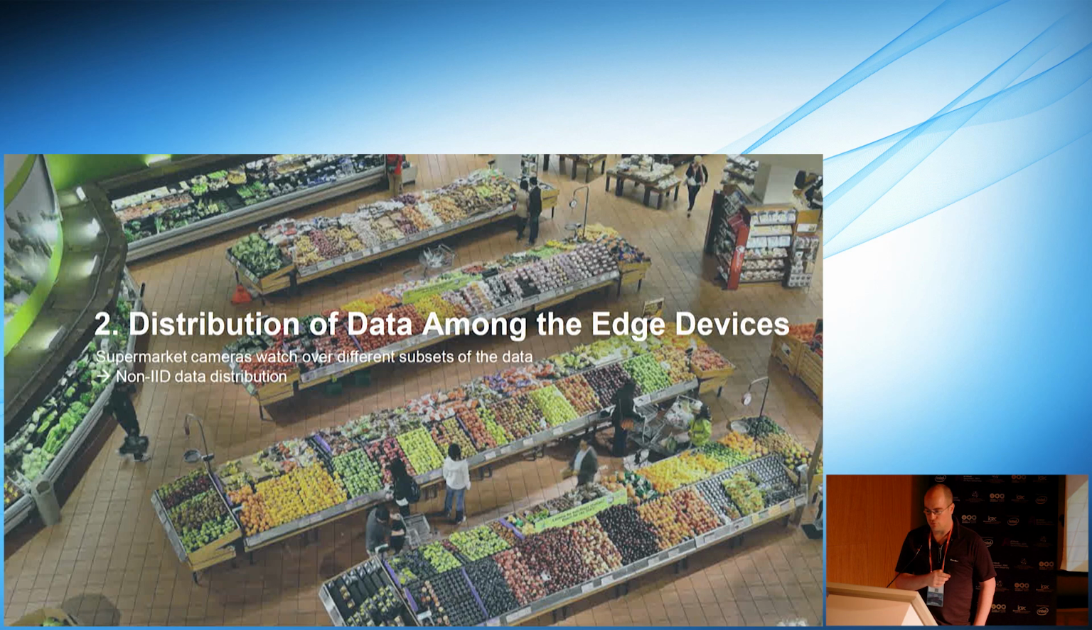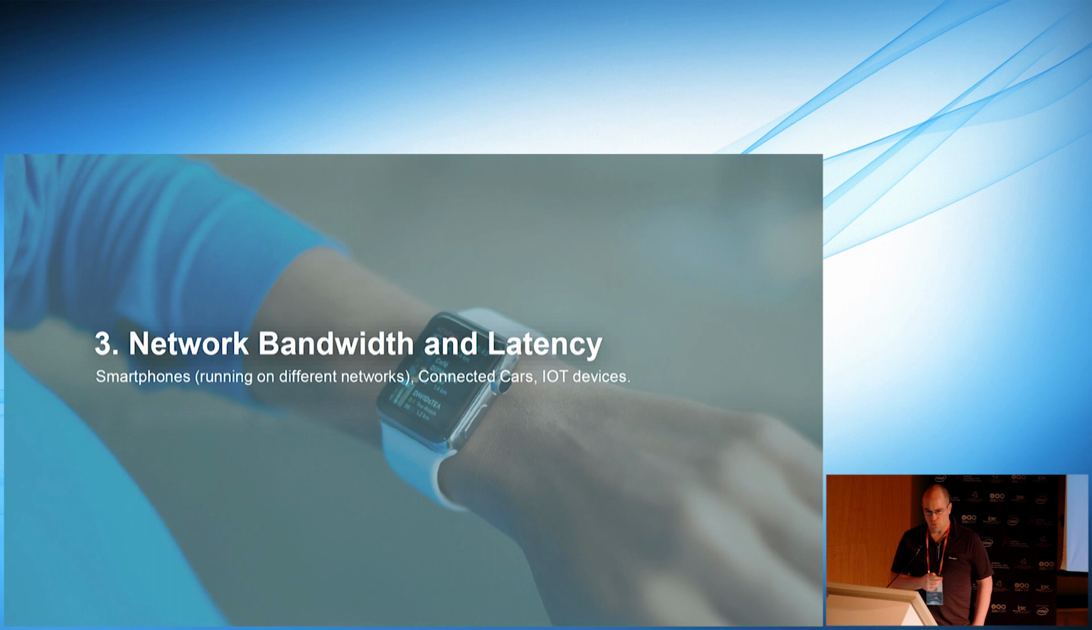Last but not least is the communication, because when we're spreading it to the edge devices, the network becomes a critical factor, both in terms of its bandwidth, but also in terms of latency. And that has many influences on which algorithm to use or how to set it up, depending on your network setup.